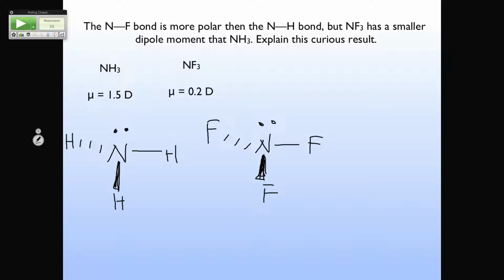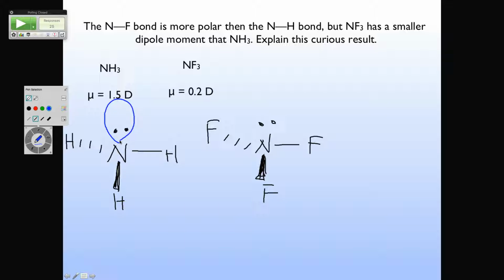Okay, so nitrogen has what hybridization? sp3, because there are 4 sites of electron density. The lone pair counts. That's why I drew it in too. So when you're looking at the vectors, here's our lone pair in our sp3 hybridized orbital. Which direction is that vector going to be? It's going to be going right out here.